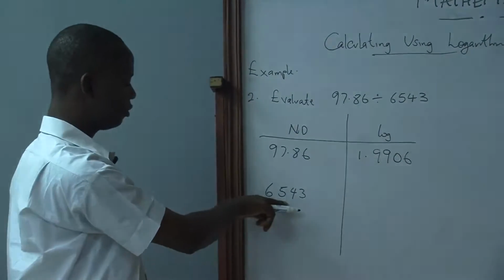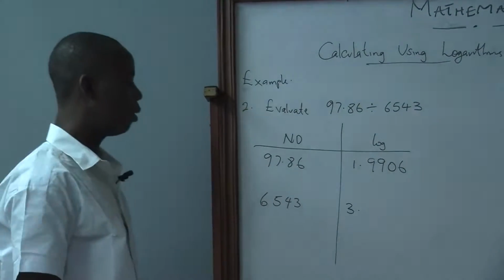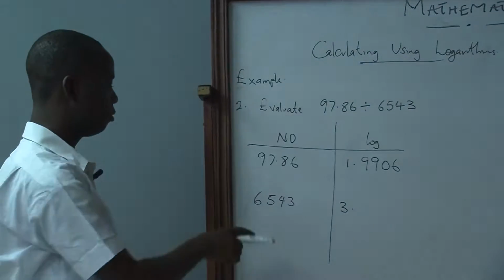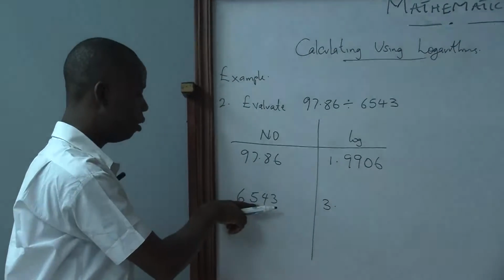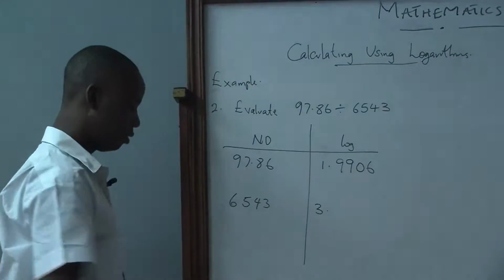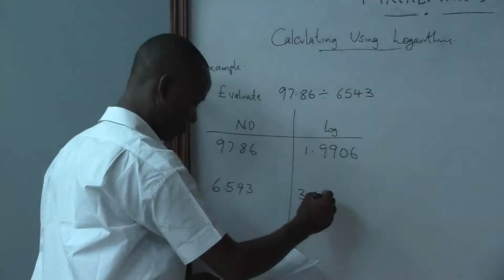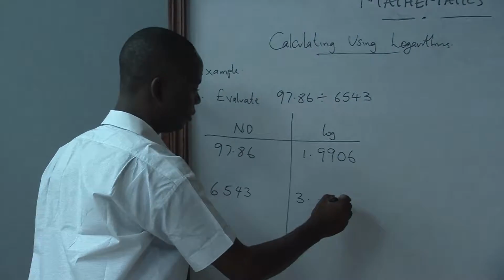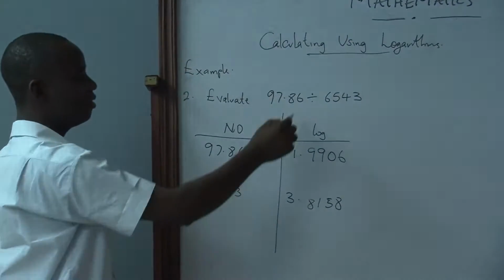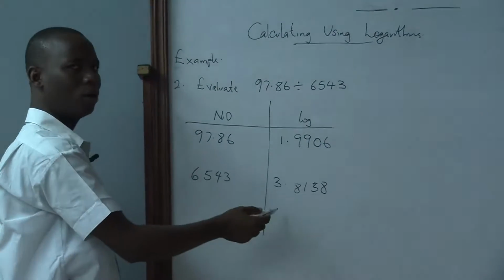The characteristic of this number is 3. 3 point. Then we'll go to the other part where we'll find it from the table. We're going to look for column 64 under row 4 plus the difference that we have under 3, and that equals 8158.